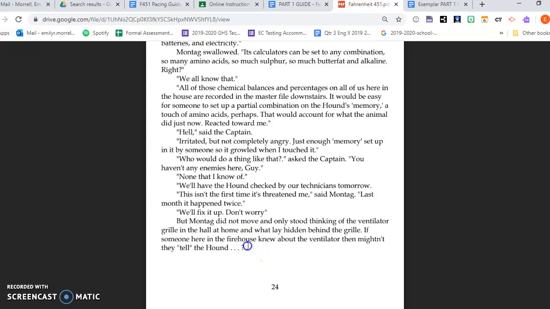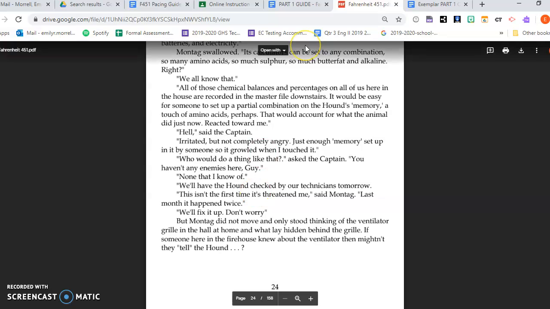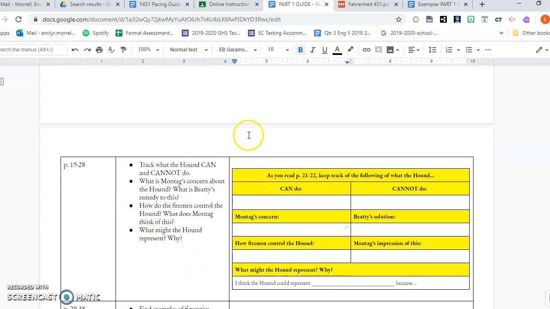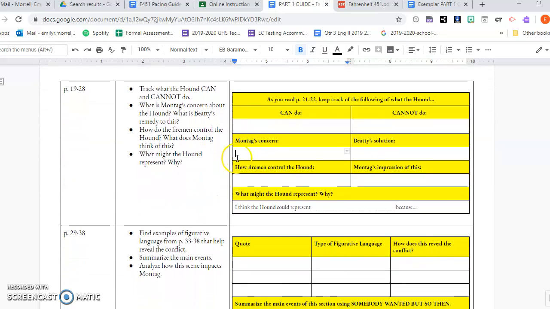So I want y'all to be thinking about what could be laying behind that vent. I want y'all to be thinking about that. You can email me any of your predictions. I'd love to hear them. But so far, we are able to go ahead and complete the next step in our guide, which is identifying Montag's concern. So what is he concerned about? Well, he's concerned that someone has programmed the hound to come after him. I want you to go ahead and put that in your own words. So then what is Beatty's solution, the captain's solution here? Oh, we'll have the techs look at it tomorrow. We'll get it fixed. I'm sure it's nothing, okay?